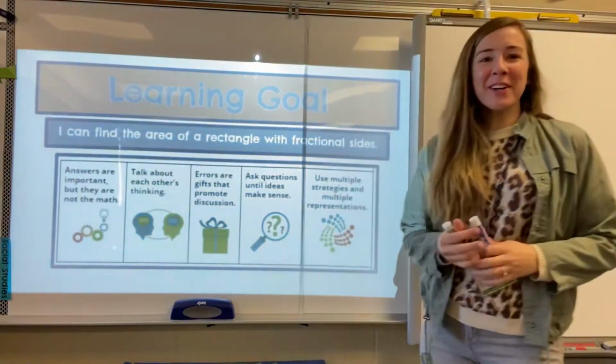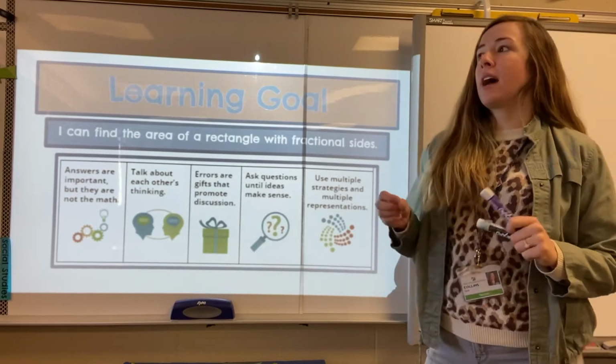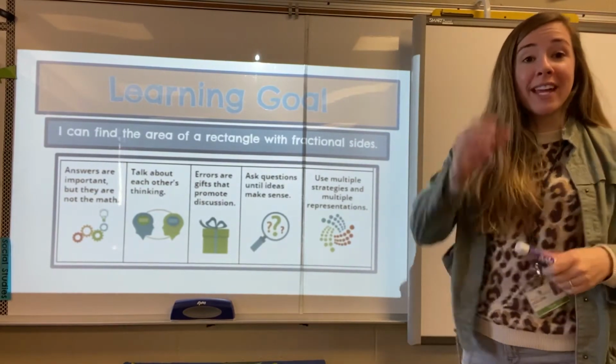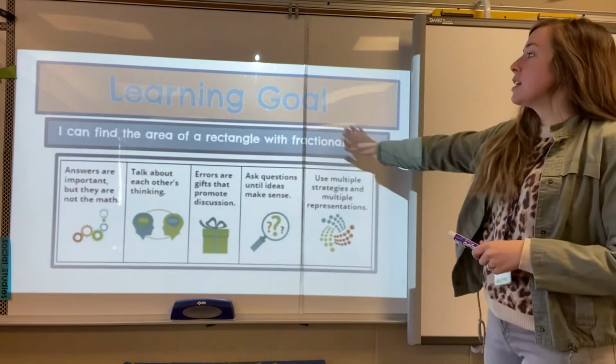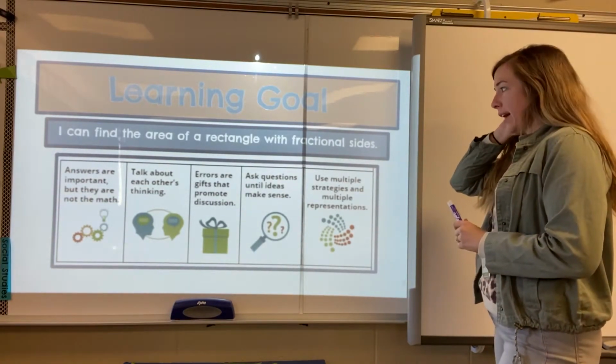Hey boys and girls, we are on lesson 8-6 and we are going to be multiplying two fractions in order to find the area of a rectangle. Here's our learning goal. You can read it with me. I can find the area of a rectangle with fractional sides.